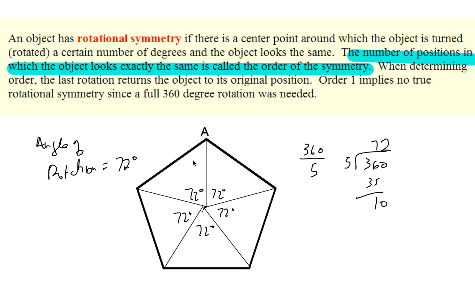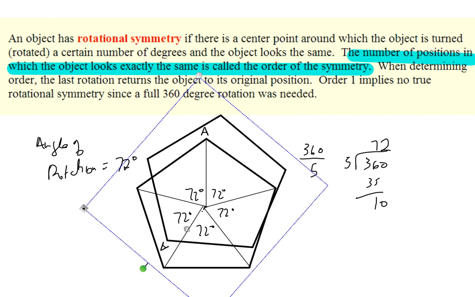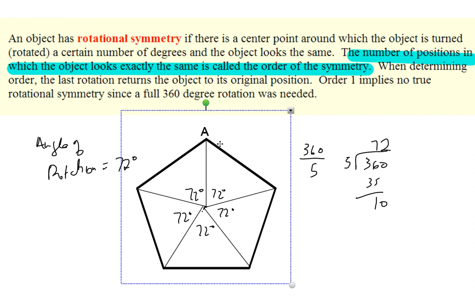So the number of positions where this regular pentagon looks the same is 5, because I was able to do 5 72 degree rotations and the object does not change. When determining order, the last rotation returns the object to its original position, and we saw that. The last 72 degree rotation brought the A back onto itself, like that. Order 1 implies no rotational symmetry.